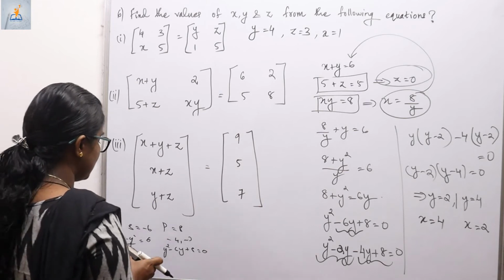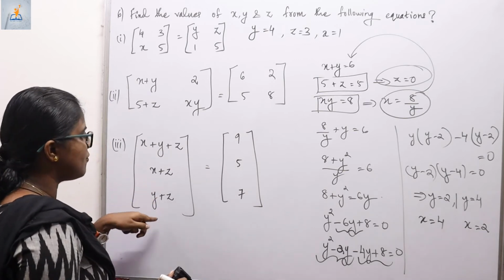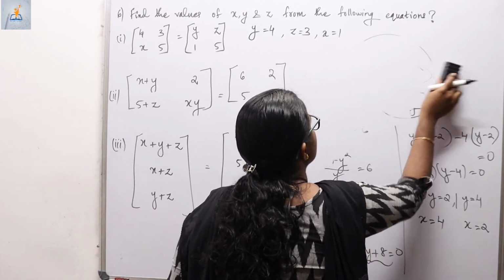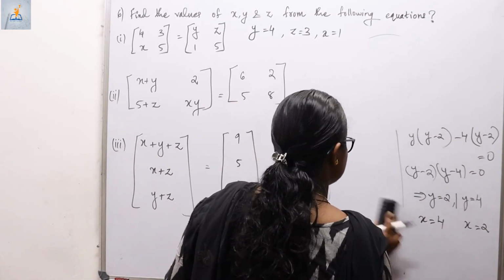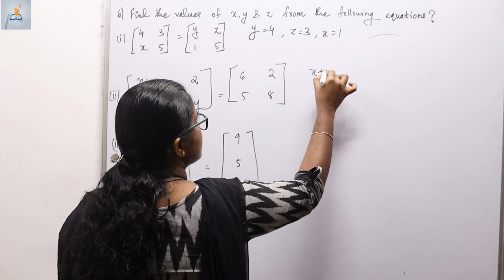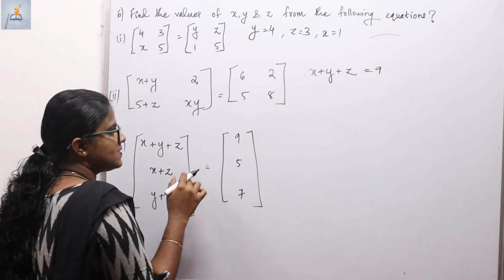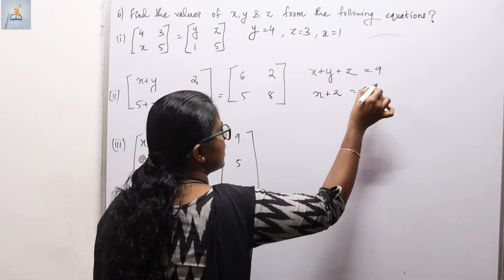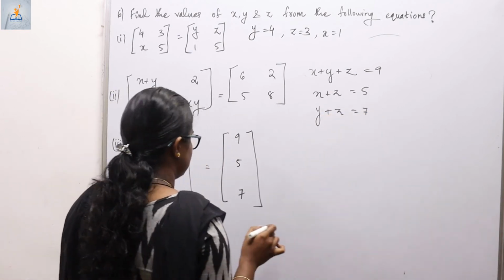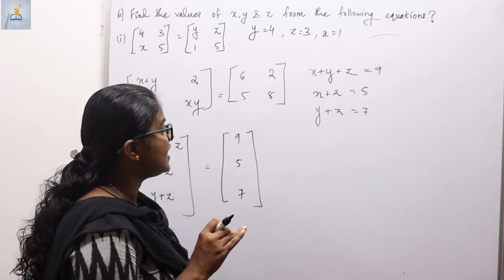Now we have one more part, that is the matrix x plus y plus z, x plus z, y plus z is equal to 9, 5 and 7. So we want to solve that. We are going to equate the corresponding terms since it is given that they are equal. So we have x plus y plus z is equal to 9. Again x plus z is equal to 5. And again y plus z is equal to 7. So we have to solve these three equations in order to find the values of x, y and z.